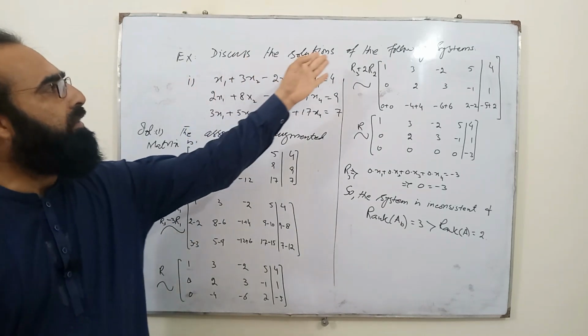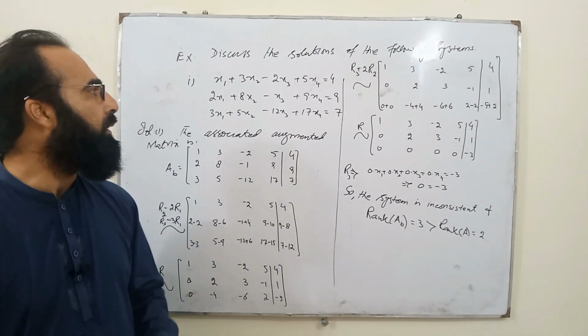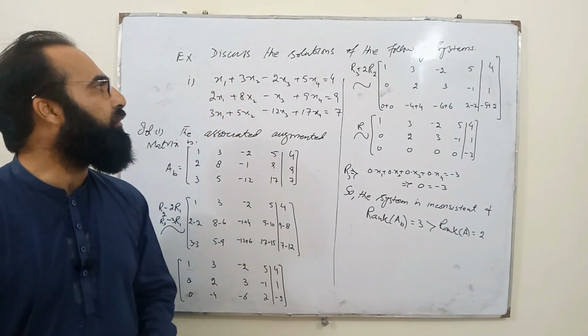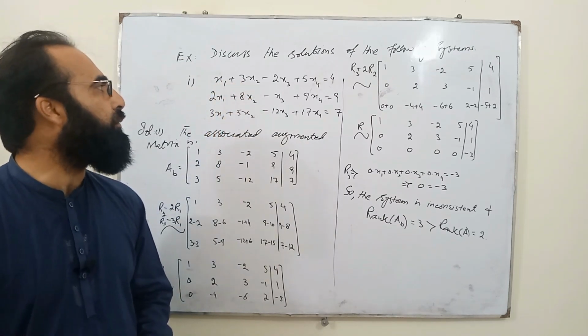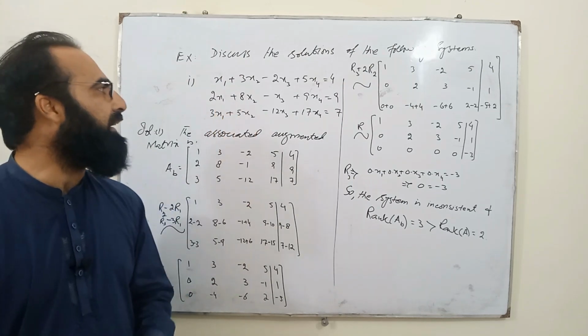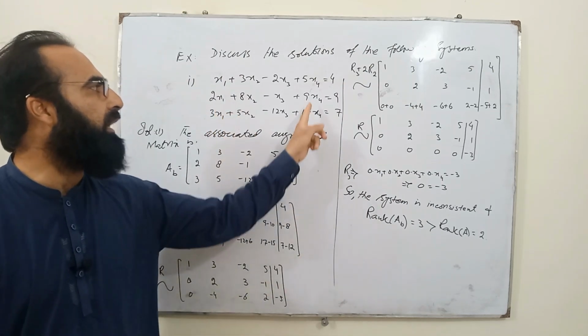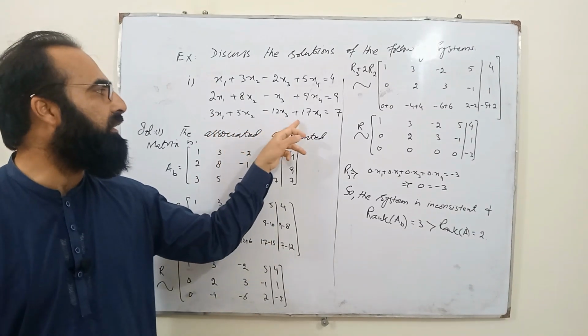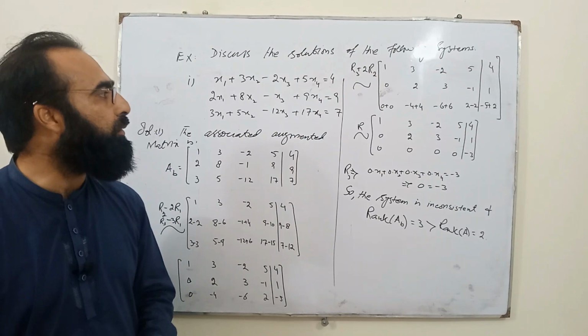Example: discuss the solutions of the following system. Number first, x1 + 3x2 - 2x3 + 5x4 = 7. 2x1 + 8x2 - x3 + 9x4 = 9. 3x1 + 5x2 - 12x3 + 17x4 = 7.